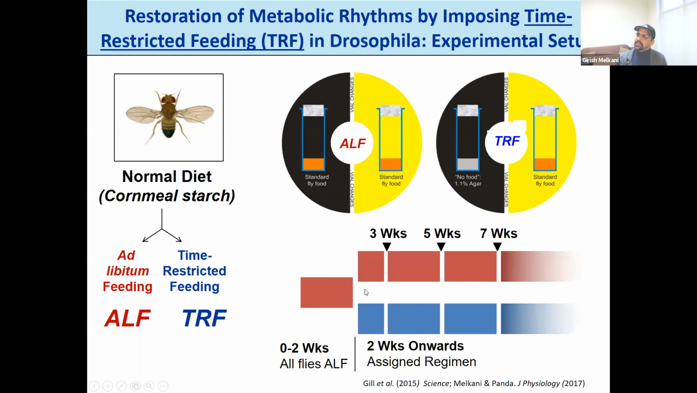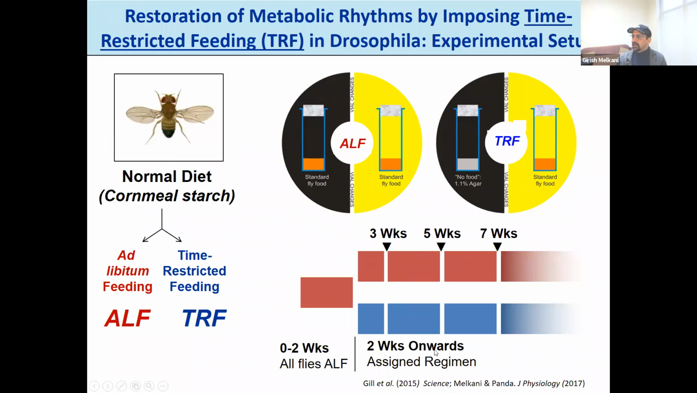So what we do initially, it's an aging model. We put fly for first 2 weeks under ALF and divide it into ALF and TRF. Then we did the experiment in 3 week, 5 week, and 7 week. When I say 3 week, I'm talking about like mid-age human being. And when I say 7 week, I'm talking about 90 plus year old human being in the fly age, basically.